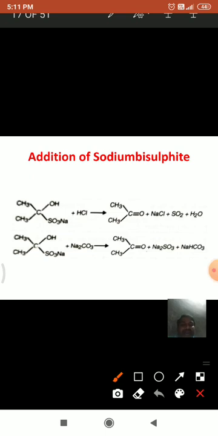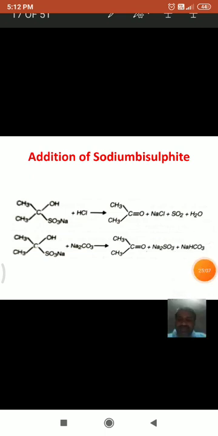Hence, this addition reaction with sodium bisulfite is used for the purification and separation of carbonyl compounds. Because by using sodium bisulfite, the carbonyl group is converted into the bisulfite product. And this bisulfite product is easily separated, and on treating with acid, it is again converted into the carbonyl compound. So this bisulfite addition reaction is used for the purification and separation of carbonyl compounds.